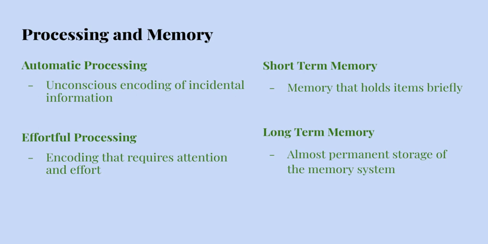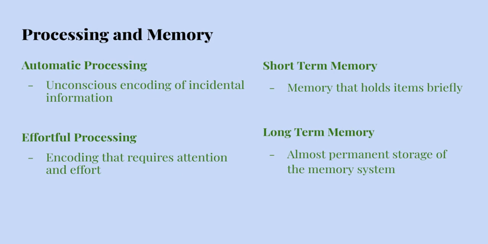Processing and memory. Automatic processing is the unconscious encoding of incidental information. So, examples of this would be like everyday activities such as walking, reading, and typing. They require little conscious awareness. And then, effortful processing is encoding that requires attention and effort. An example would be like learning to play a new instrument or memorizing new vocabulary. They do require conscious attention.